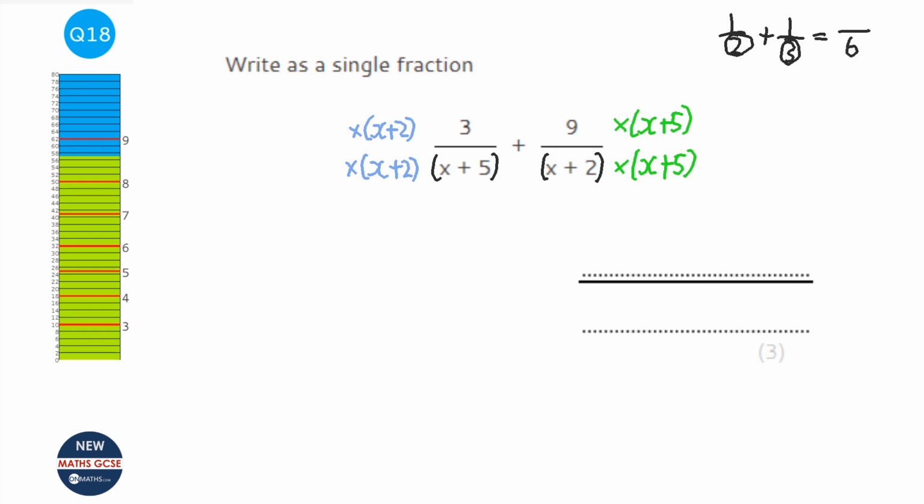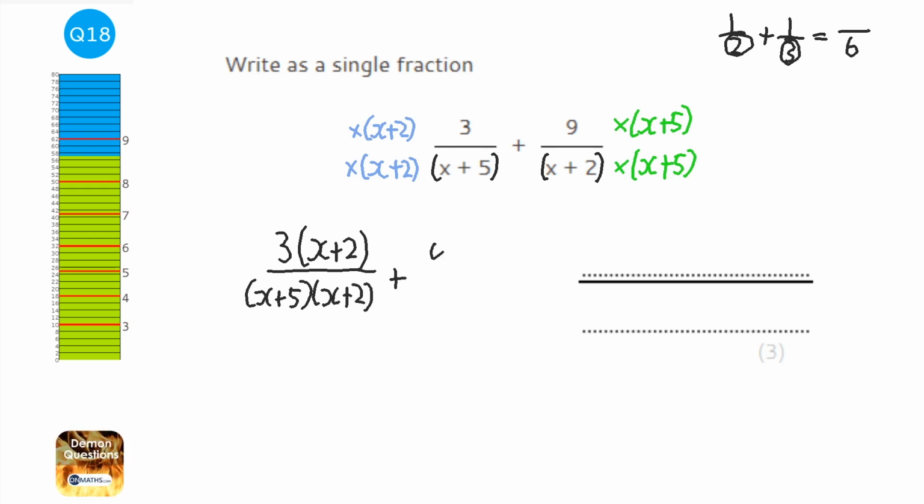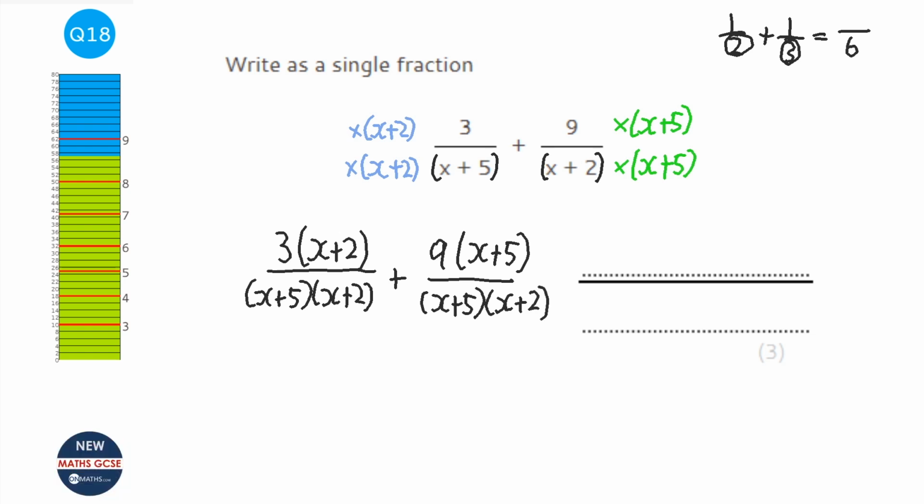Okay, so when I do that, I've got 3 times (x plus 2) at the top, and then I've got (x plus 5)(x plus 2), plus 9 times (x plus 5) over x. Now I'm going to write x plus 5 first, just so it looks the same. Okay, now we can just add the tops. So I can just add the tops together, and the bottom is the same, so I'll just write it once.